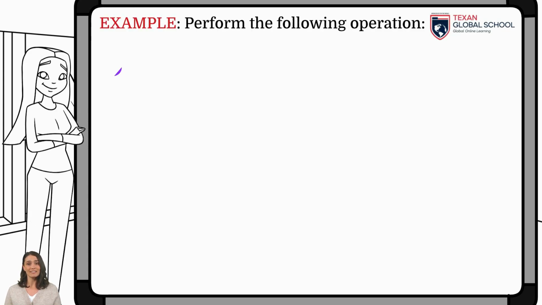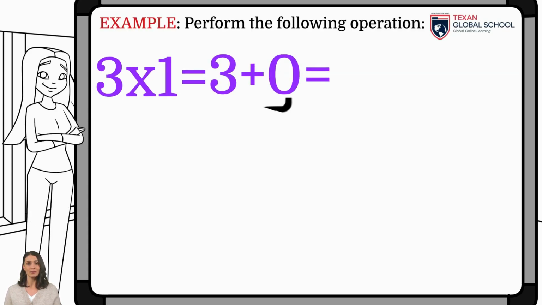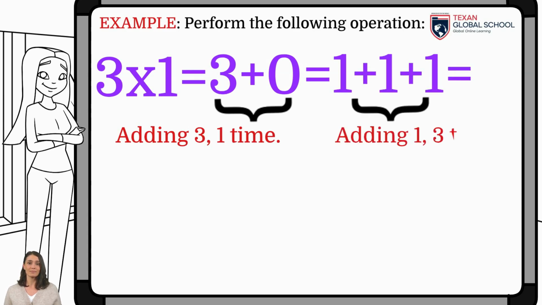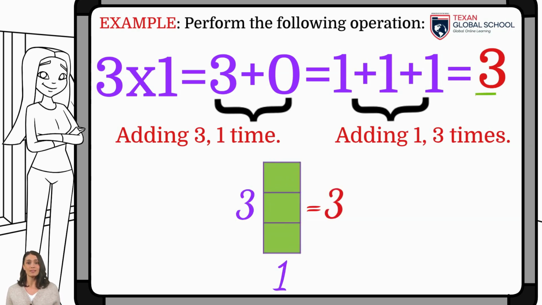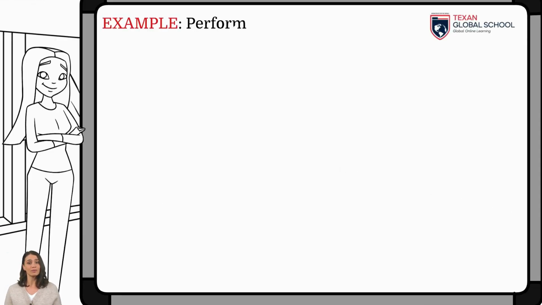Let's see a first example. If we multiply 3 by 1, this means that we add 3 only once, or we add 1 3 times. Therefore, 3 times 1 is 3. The model represents 3 squares in 3 rows by a column. So we have 3 units. Hence, we conclude that 3 times 1 is 3.